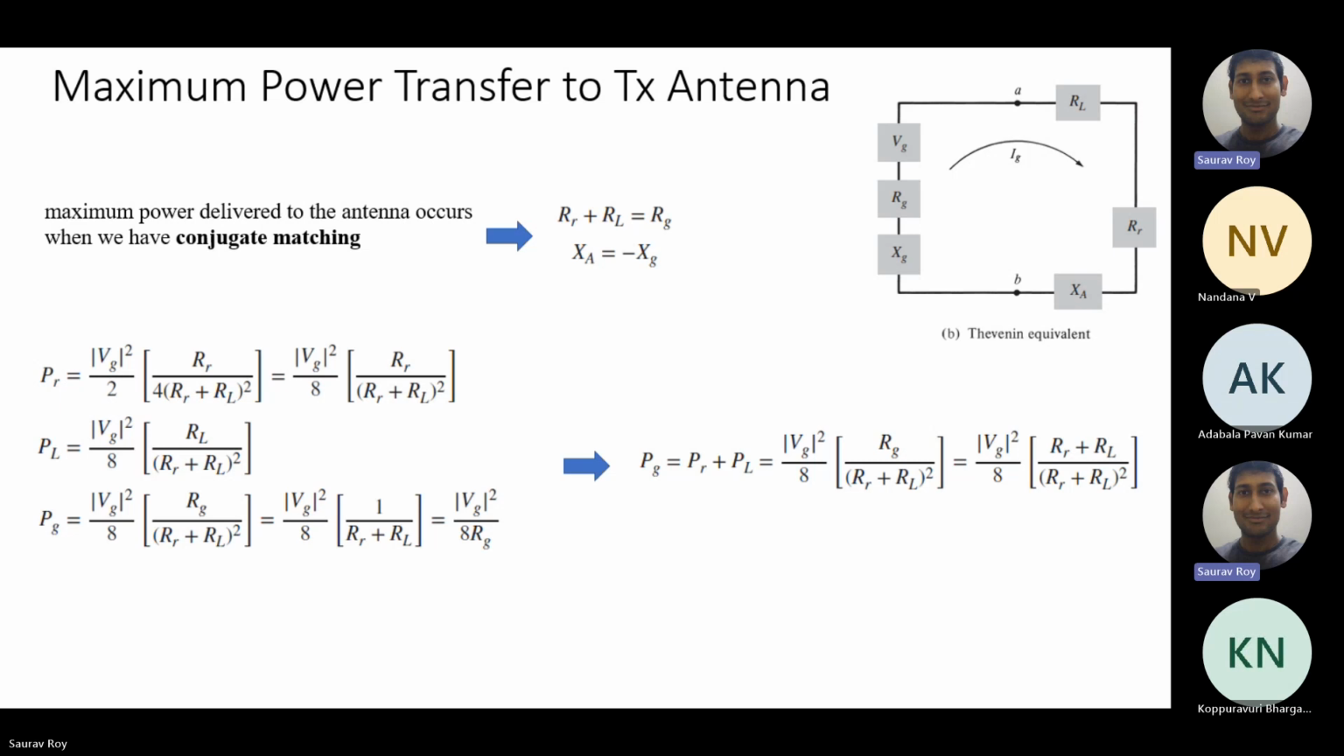The thing to notice here is that all this, this page and the previous slide also, is done for a transmit antenna. That means for the transmit antenna case, a source has to provide power to the antenna, right? Then only the antenna will transmit. We can also take the reverse case, when we have a load connected to a receiver antenna. That means the antenna will collect power and then deliver it to the load resistance. We will calculate that later in the next slide.